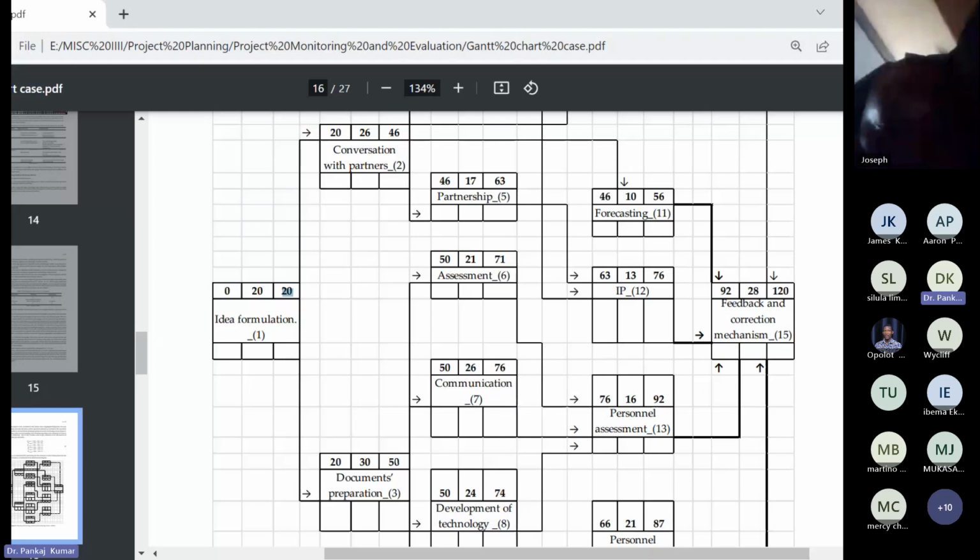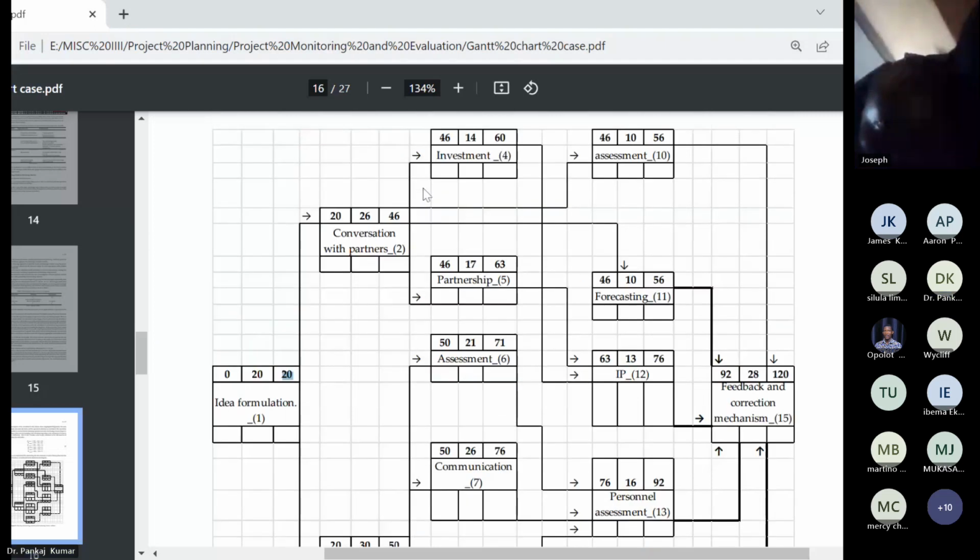Now come here, conversation with partners. The 20 shows here that the earliest start is on the 20th day of the project, because 20 days have already passed in idea formulation. Are you getting my words?